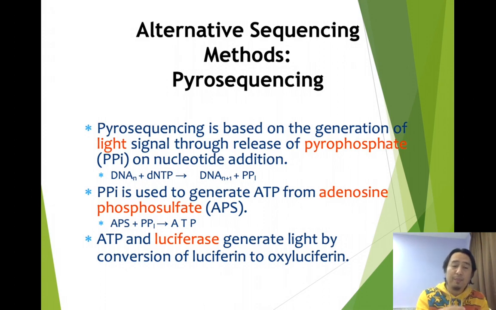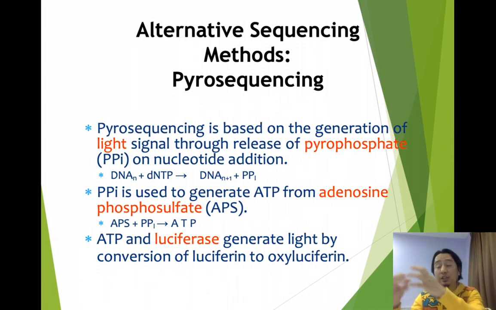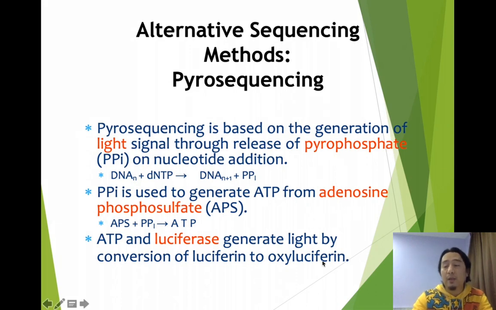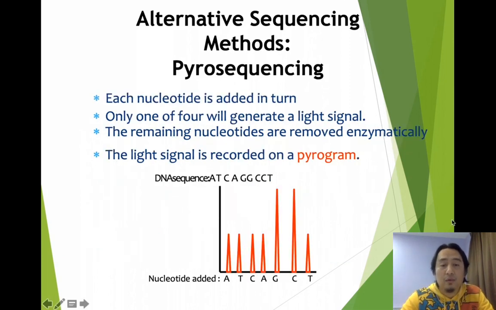APS along with PPI will generate ATP. So this ATP will change the luciferase into oxyluciferin that will emit a light. So the light will be read by a photodetector. So A will give off some light, T another light, so it will read the sequence of light.